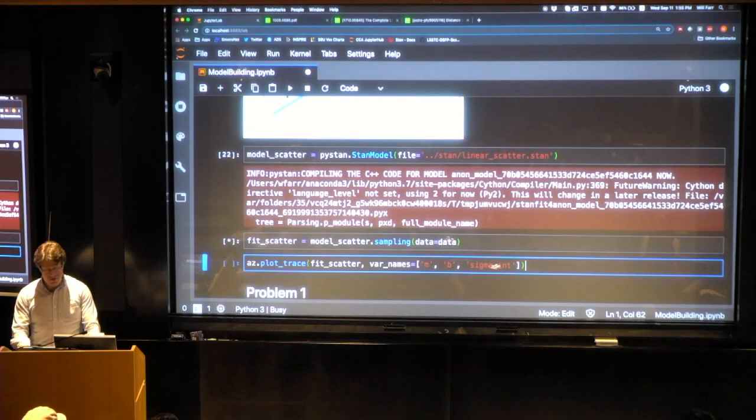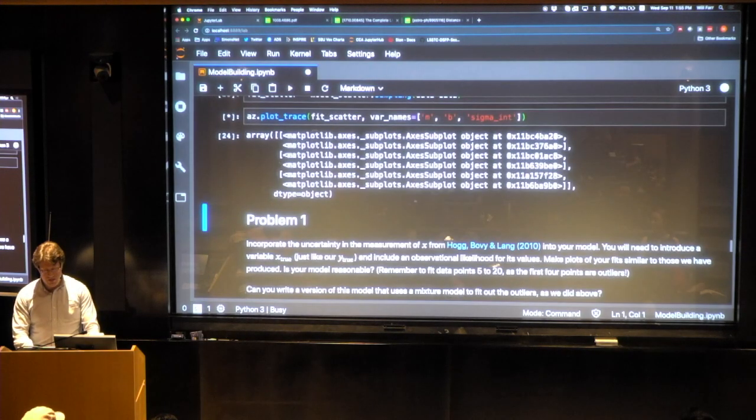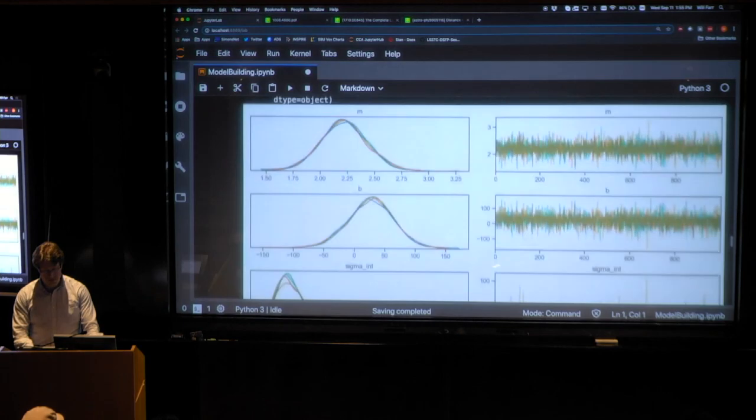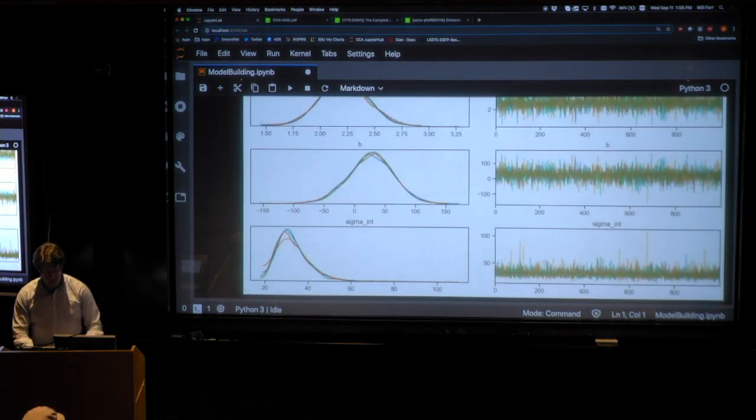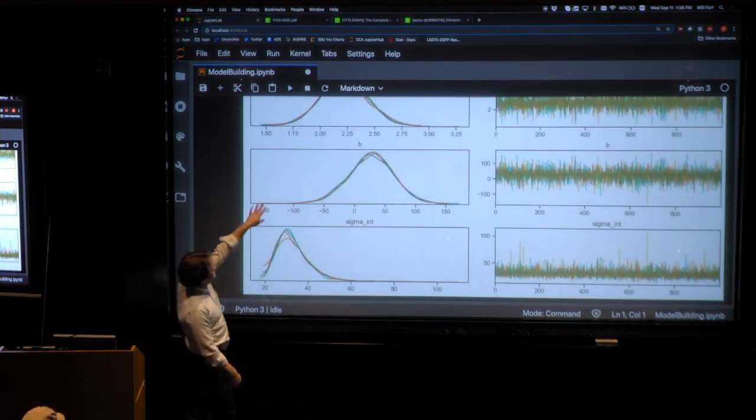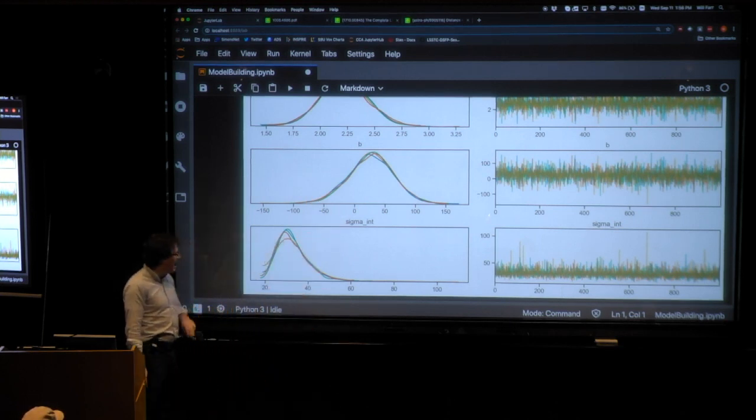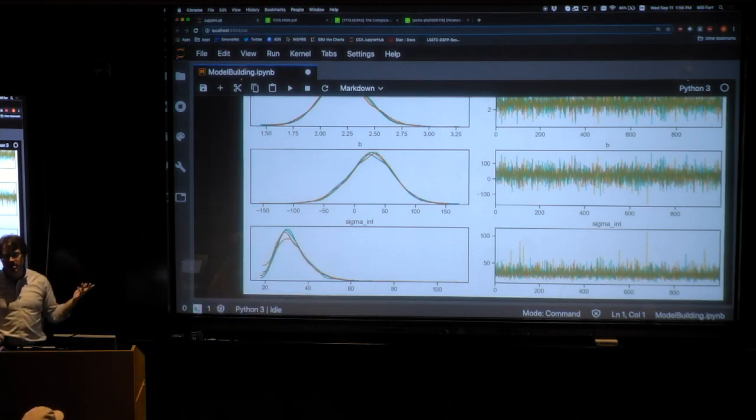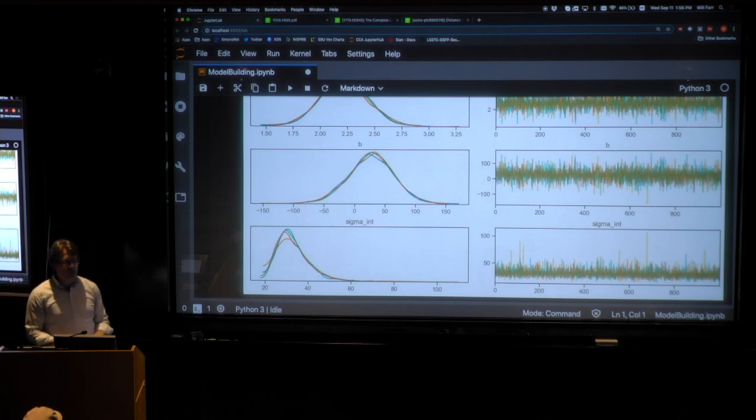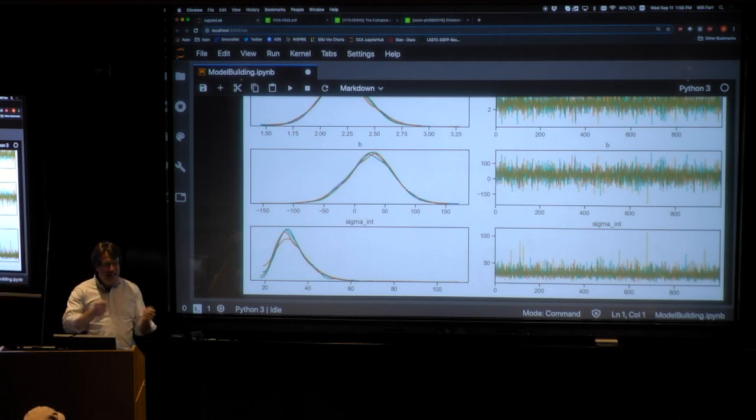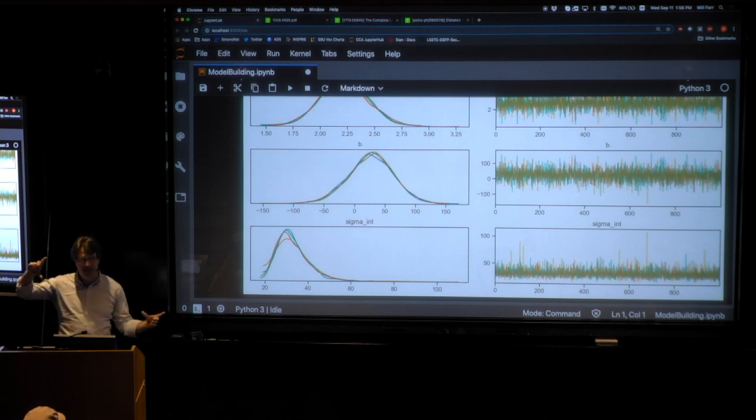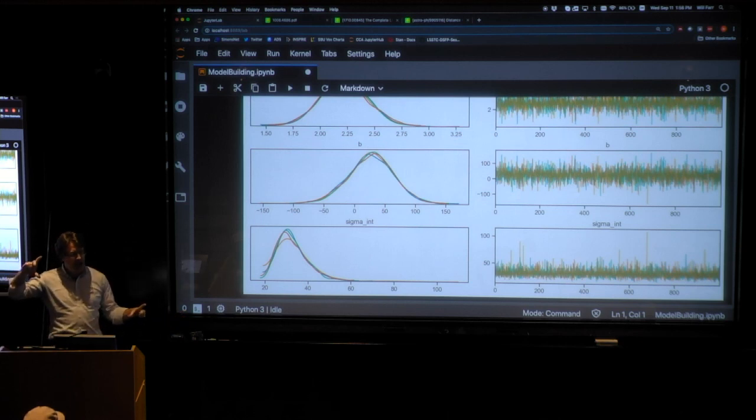I wish my computer were faster. There we go. Oh, wow. Okay, so we get an M and we get a B. They're basically consistent with what we got before, but now we get to measure the intrinsic scatter, which is 30 units, whatever those are. Okay, that's the degree to which the line has to be fattened in order to match the data. Okay, does that make sense to everybody?